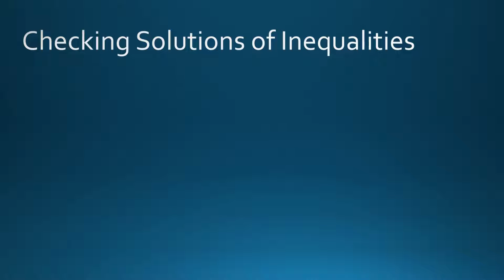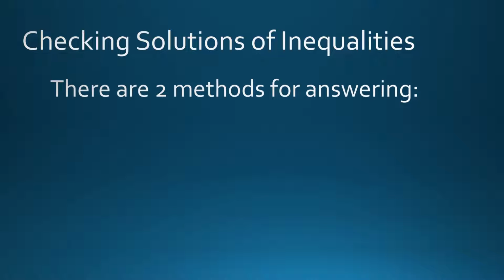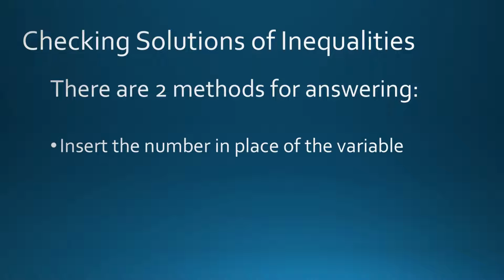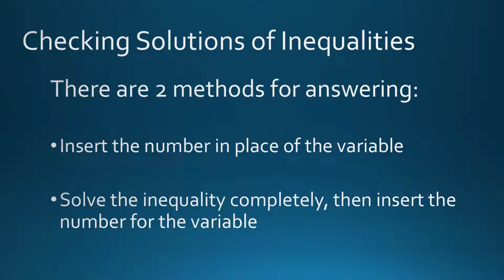So, when you're checking solutions of inequalities, there's really two methods for answering. You can either insert the number in place of the variable and see if it makes sense, or, especially for the more complicated ones, you can solve the inequality completely and then insert the number for the variable. We'll do a couple examples of each just to show you how to do it. Here we go.